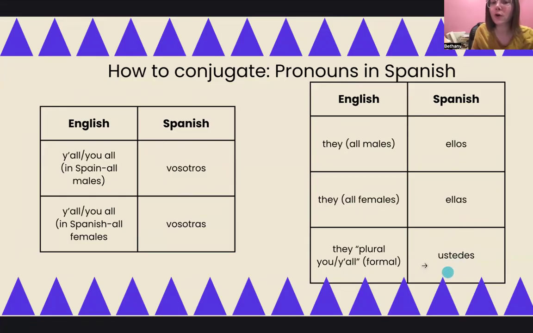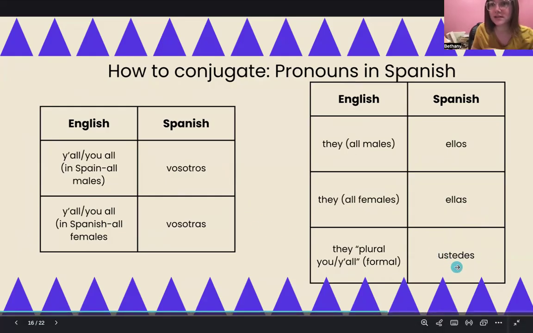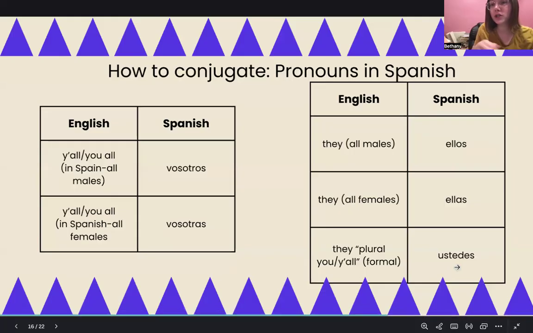And then the formal they, and some people use ustedes instead of the y'all in Spain. In other countries, they use ustedes to mean you all, or it could just be the formal you. Like if you're talking to both your grandparents, you could say ustedes. So it's usted and then ustedes.